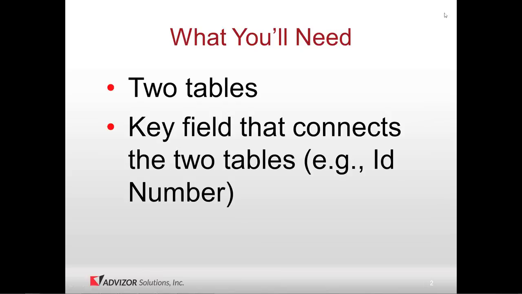You'll need a couple things to use the cross-table link function: 2 tables and a key field that's in both. A good example is a table of customers or people and another table for their transactions. The key field would be the customer ID number.